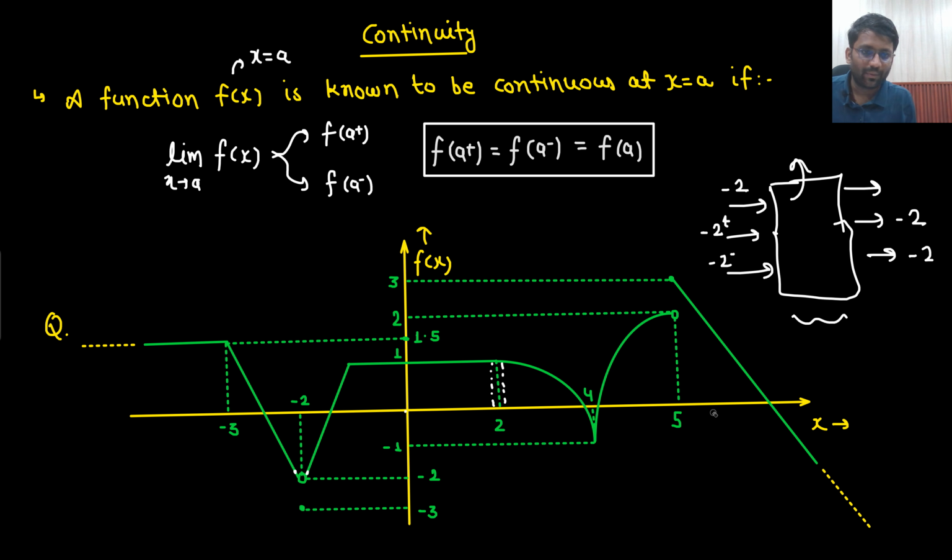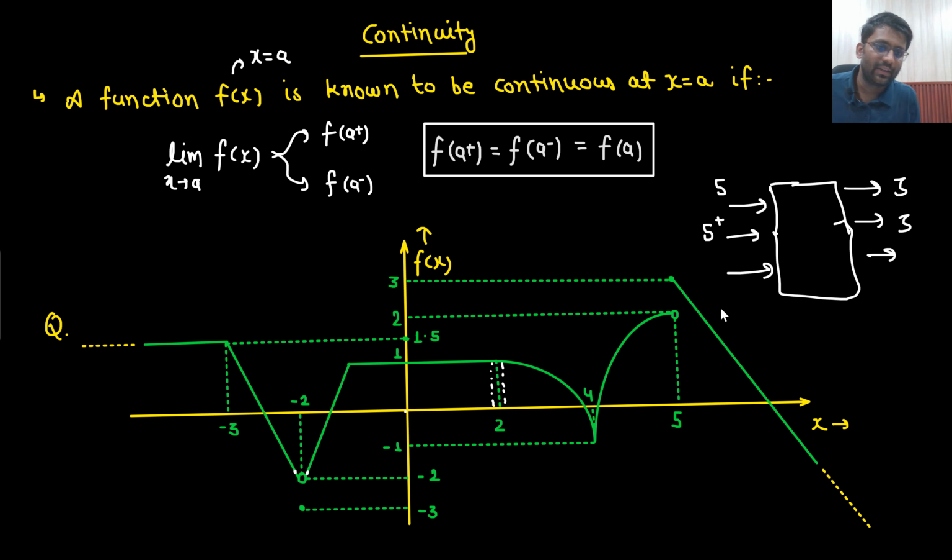Now let's talk about some other point. Let's talk about the point x equals 5. The user applied the input x equals 5. What output did he receive? 3. Then he applied the input just greater than 5. What output did he receive? 3. Just less than 5, what output did he receive? 2. Again he got angry that at 5 and 5 plus you are giving me the same value, but at 5 minus you are giving me a different value.